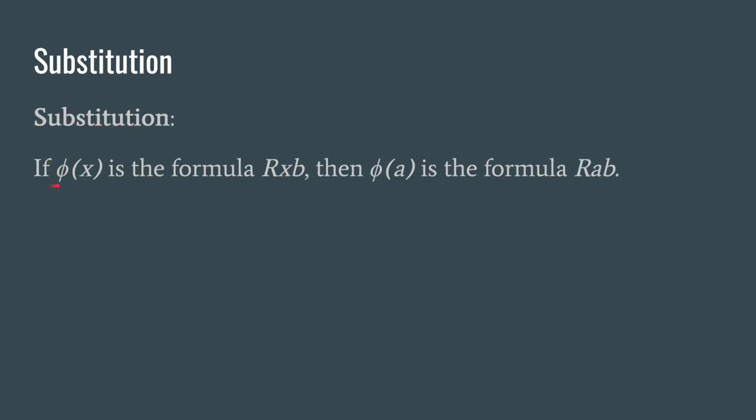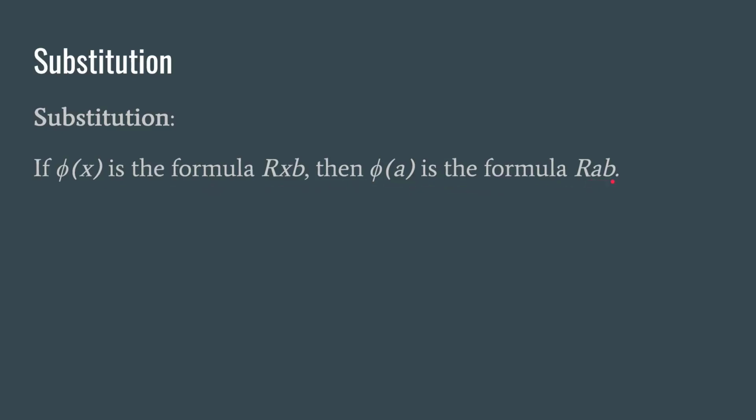Here we have, if phi x is the formula Rxb, then phi a is the formula Rab. So what's the difference between Rxb and Rab? Well, wherever there was an x in the original, now there's an a. So phi x is the original, and if that's the original, then phi a is the result of going in, and anywhere we see x, we put a in instead. Remember, x here is a variable, a is an individual constant, denoting some particular object like Anne or Anne's pet fish or whatever it may be.